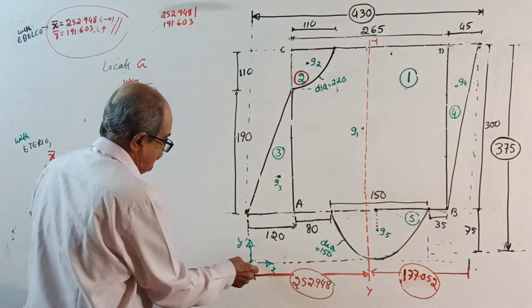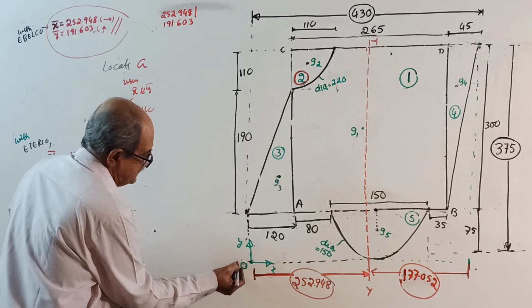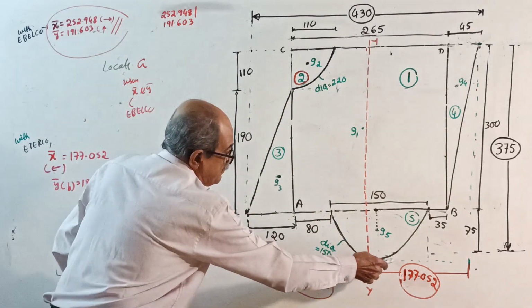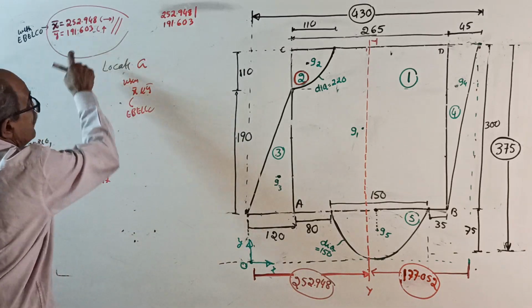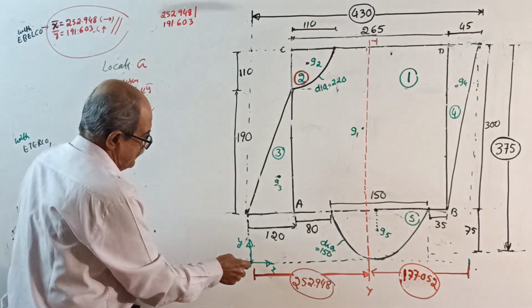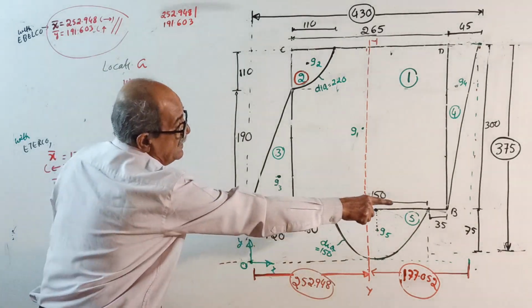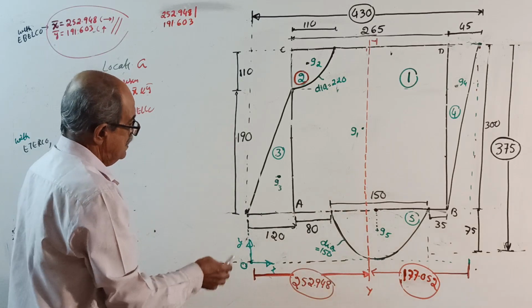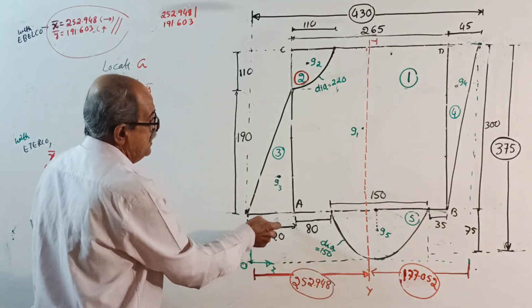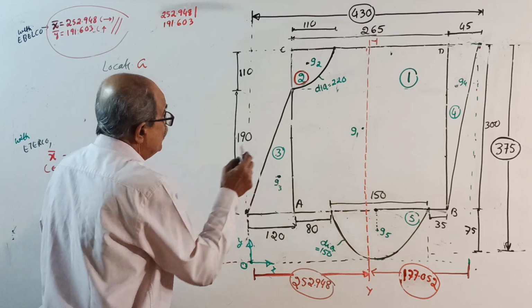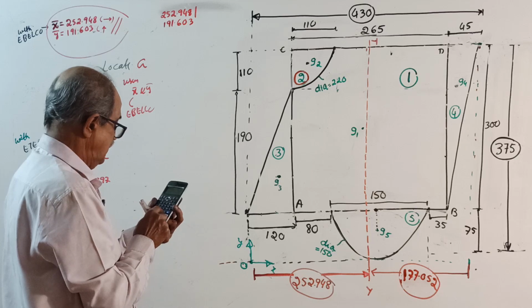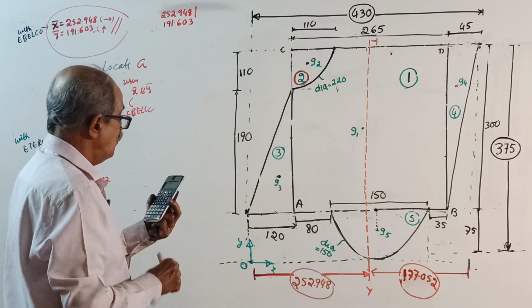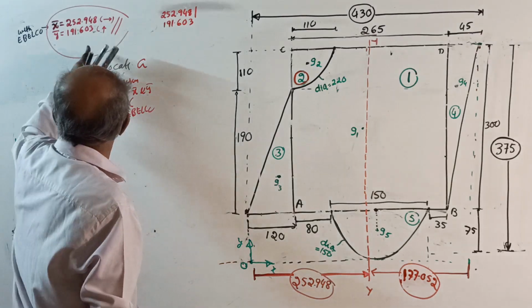y bar from here, see, from this extreme bottom end, is 191.603. From here to here is 75. So further above, 75 up to here plus 1/3 of 190. 75 plus 1 by 3 of 190 is 138. How much you got? 191.